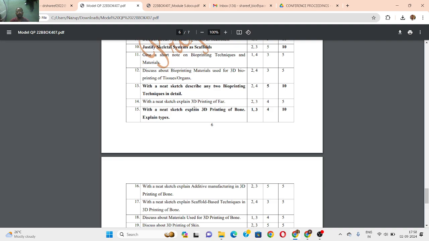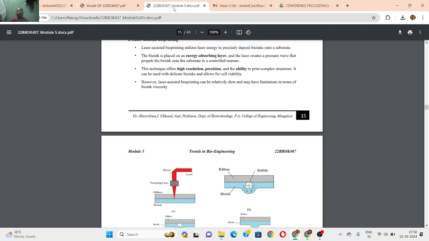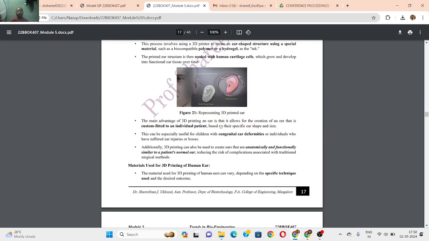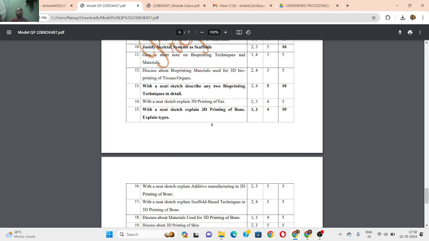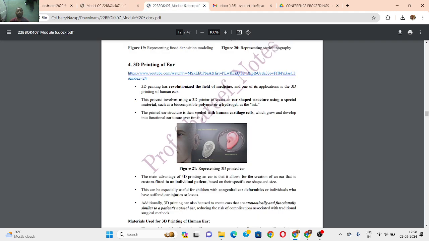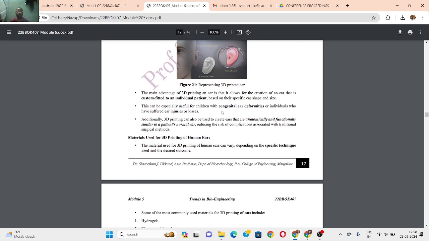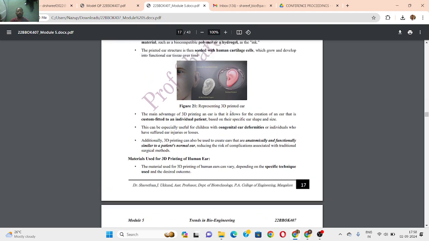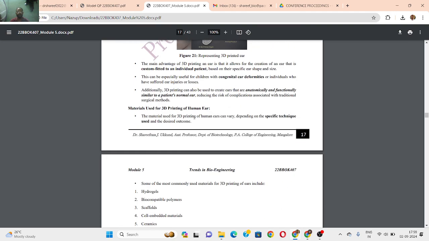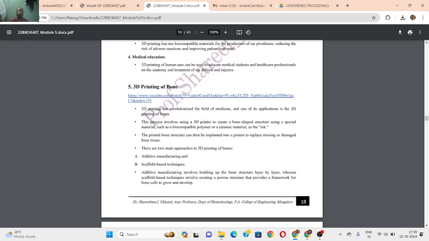Next, with a neat sketch, explain 3D printing of an ear. Now going for the next topic, 3D printing of an ear. That can also be asked for 5 marks. Introduction, and this diagram you don't have to draw. You have to explain other things, like the materials used.